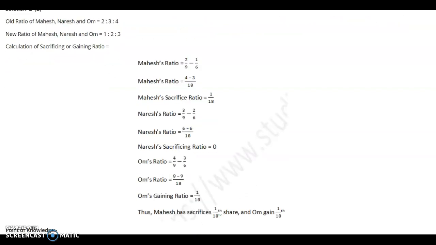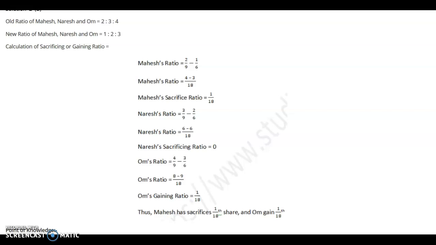While for Om, he is gaining. Old share was 4/9, new share is 3/6. When we calculate, we find minus 1/18. So Om is gaining with minus 1/18. So Mahesh has sacrificed 1/18, Om has gained 1/18. There is no effect on the share of Naresh, because Naresh's share old as well as new is the same, that is 3/9, 1/3, 2/6, 1/3. So Naresh is neither gaining nor sacrificing.